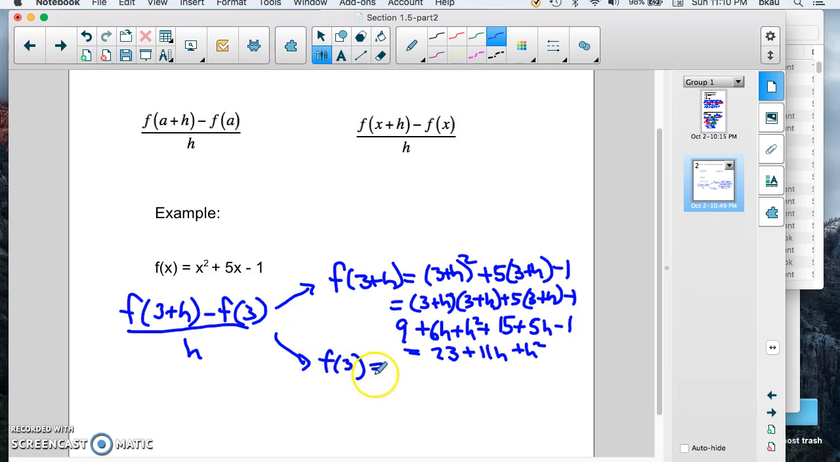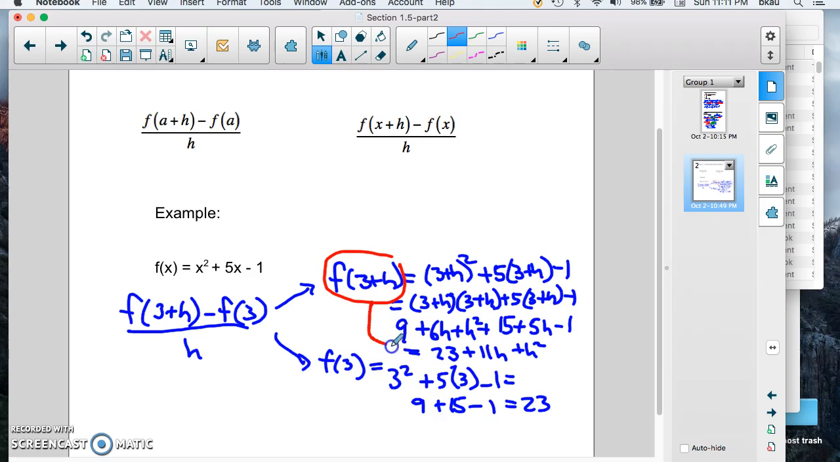Now we're going to evaluate f of 3, so we're going to put in 3 squared plus 5 times 3 minus 1. So we get 9 plus 15 minus 1. So we get 24 minus 1 is 23. So we've evaluated f of 3 plus h, which is this thing right here, and we've evaluated f of 3, and we've gotten this value.